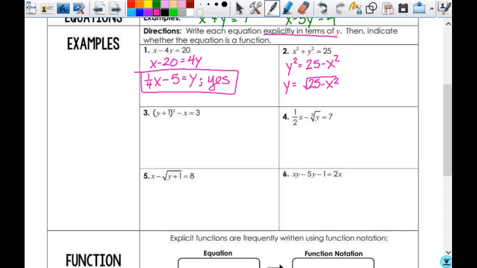So let me ask you this, ignore that for just a second. If I have x squared equals 16, right? What does x equal?